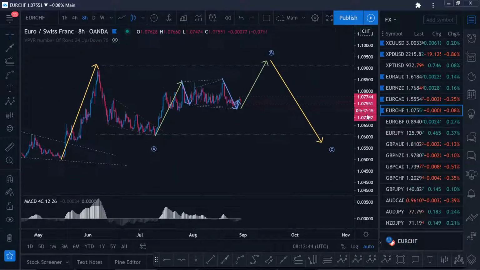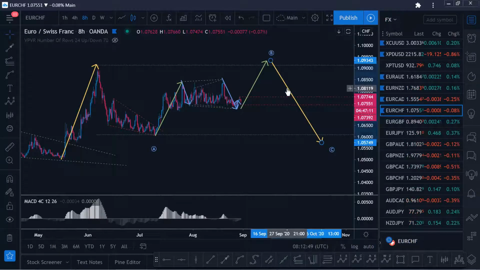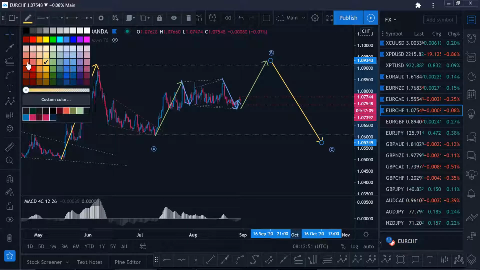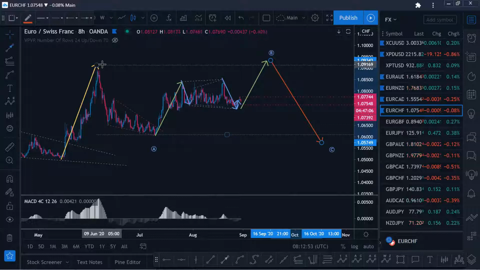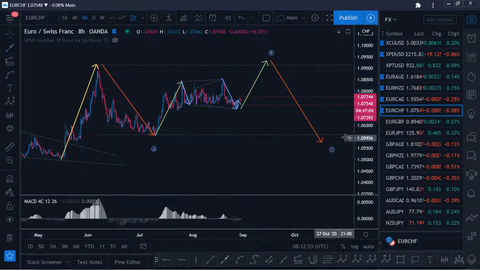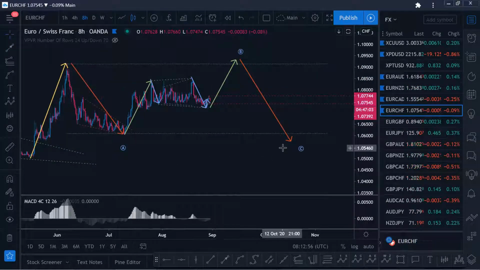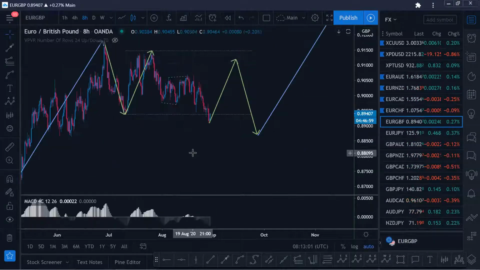All of this being correction for this impulse. So I actually have to change this color. All of that is your impulse to the downside. I like it up, I like it down, and I like it up following that. So nice waves moving forward.